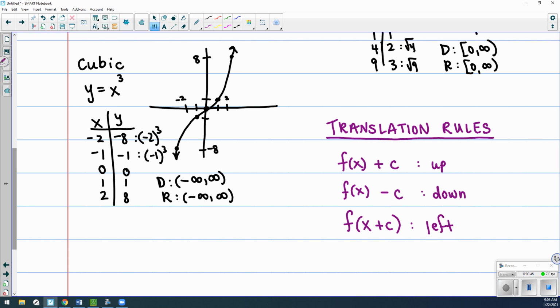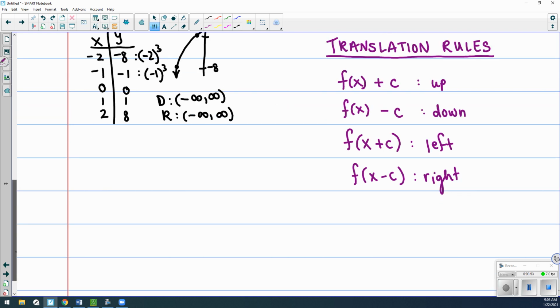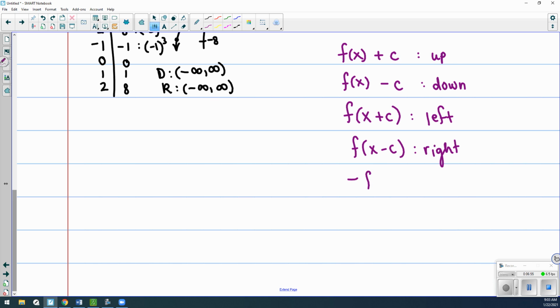Now, inside the parentheses, if you add a constant, this is counterintuitive. It's going to move it to the left. If you subtract, it's going to move it to the right. A few more translations. If you take the opposite or negative f of x, this is going to be a reflection over the x-axis.